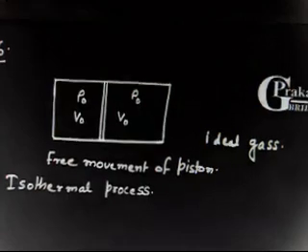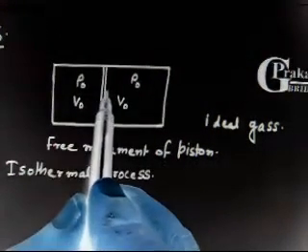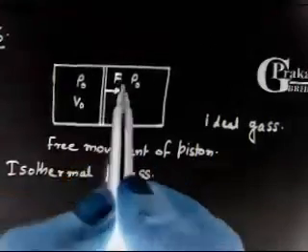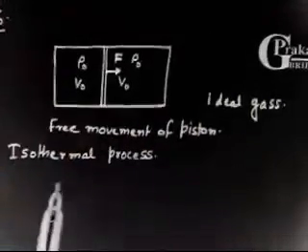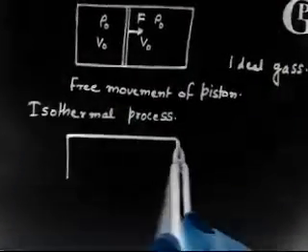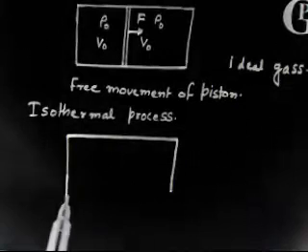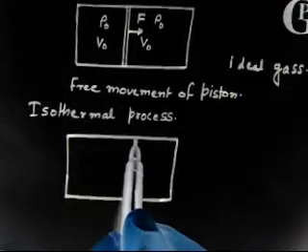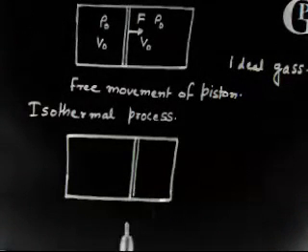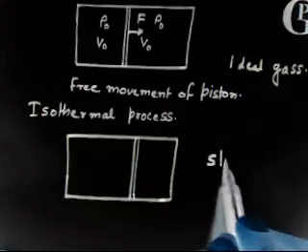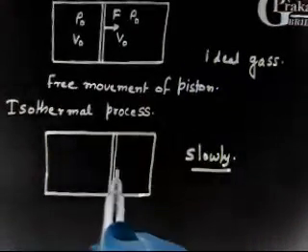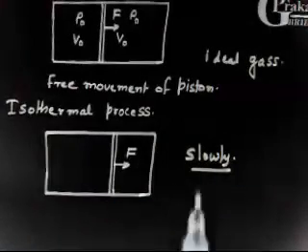So this is the initial situation. Now if I move slowly, let us say some force is acting here, and this force can slowly move this piston. So finally the system is somewhere here, and this movement is slow. Now there is a force F.